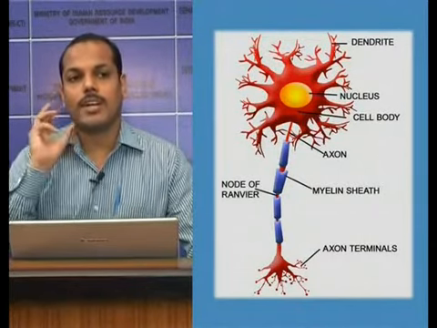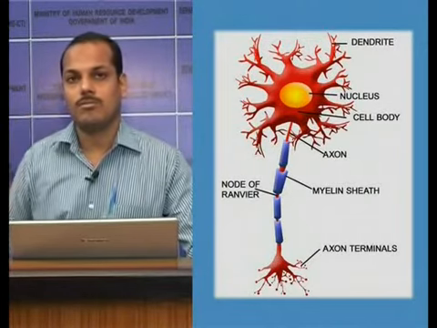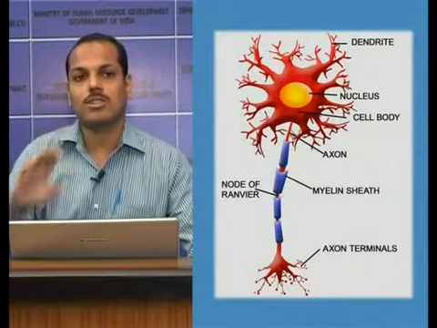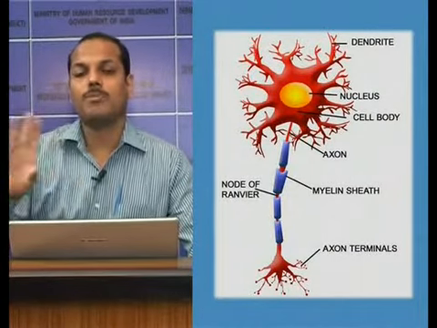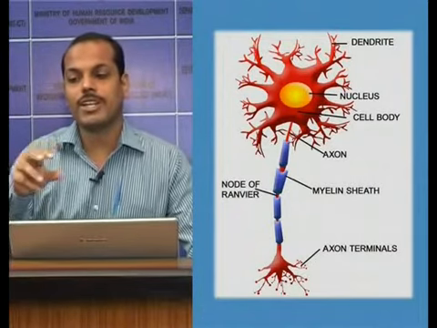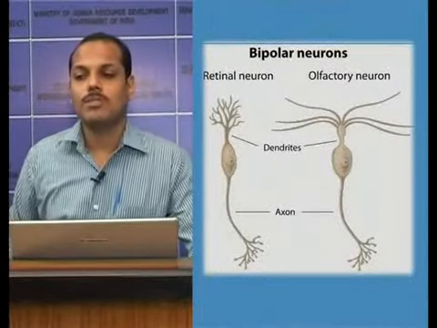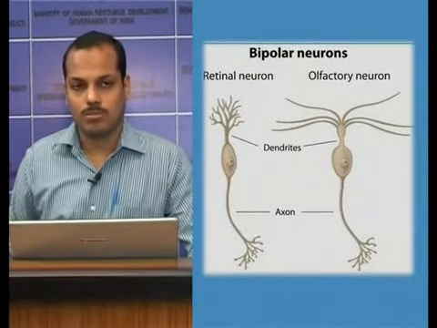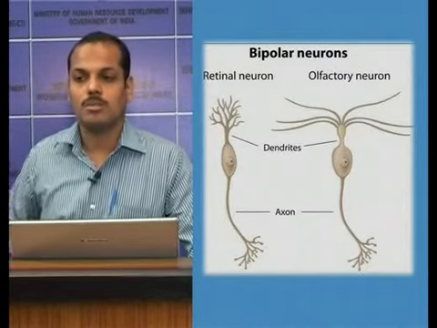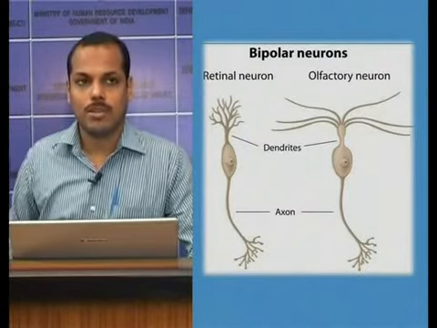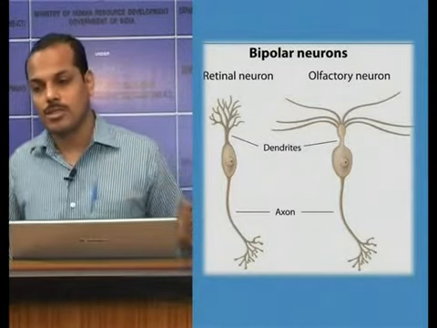If a dendrite is absent, there will be a cell body and an axon, so it will become a unipolar neuron. If one dendrite and one axon are there, this will become a bipolar neuron. And many dendrites may be there sometimes with one axon. It becomes a multipolar neuron.